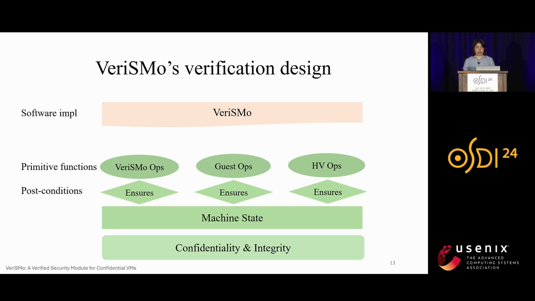And to encode whether or not VeriSMo can use them in a correct way, we define preconditions to restrict the use of those basic operations for VeriSMo. And once VeriSMo follows the preconditions to use these basic operations, we can formally prove that VeriSMo will achieve confidentiality and integrity no matter how the guest and hypervisor use their basic operations, in any order or sequence.